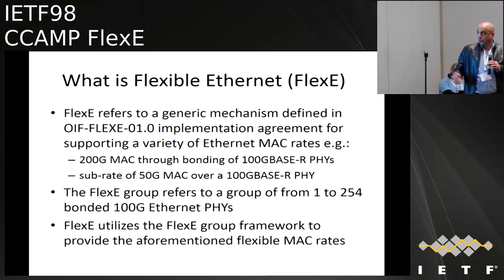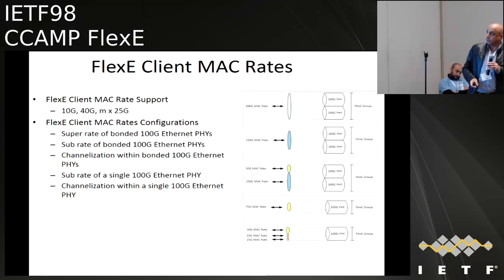So let's look at some pictorial examples. On the top, we have a FlexE group. In this group, we have two members, so 200 gig rate, showing a 200 gig client being supported. The next one shows what is called a super rate, because I have a 150 gig MAC rate that I'm supporting using two 100 gig PHYs.